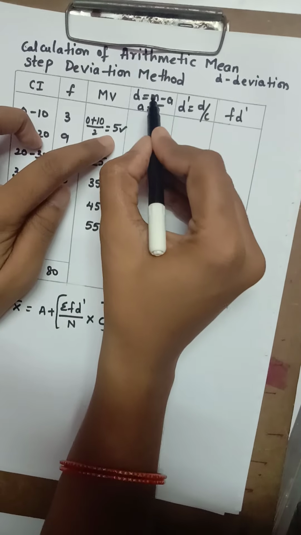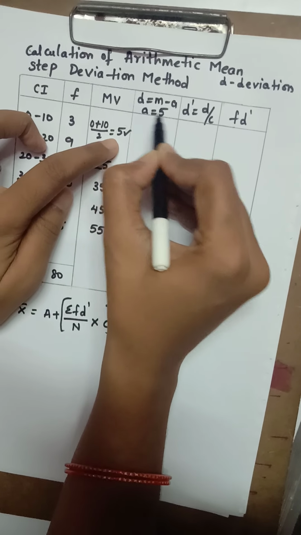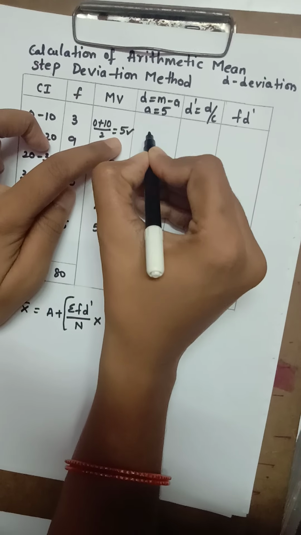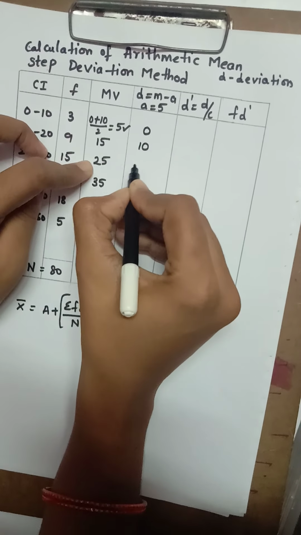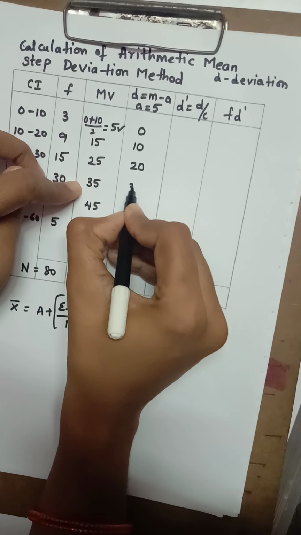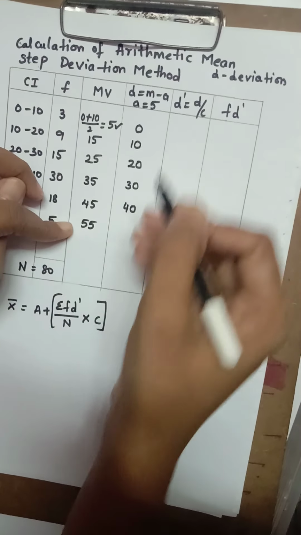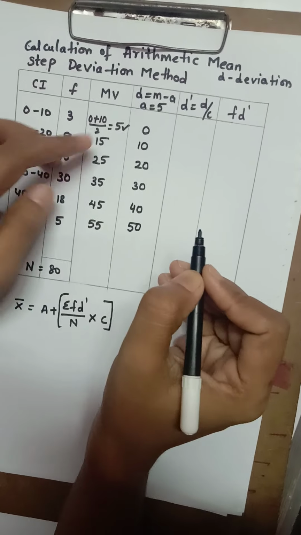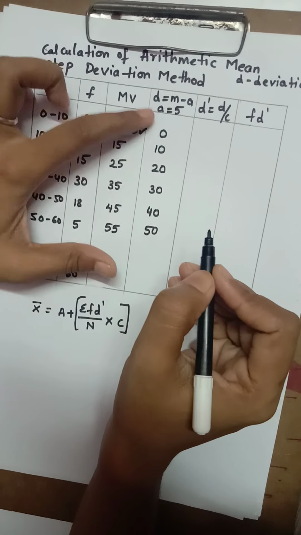Here 5 is the mid value and 5 is the assumed mean value. 5 minus 5 is 0. 15 minus 5 is 10. 25 minus 5 is 20. 35 minus 5 is 30. 45 minus 5 is 40. 55 minus 5 is 50. And we got the D values. Here the D values are these values.